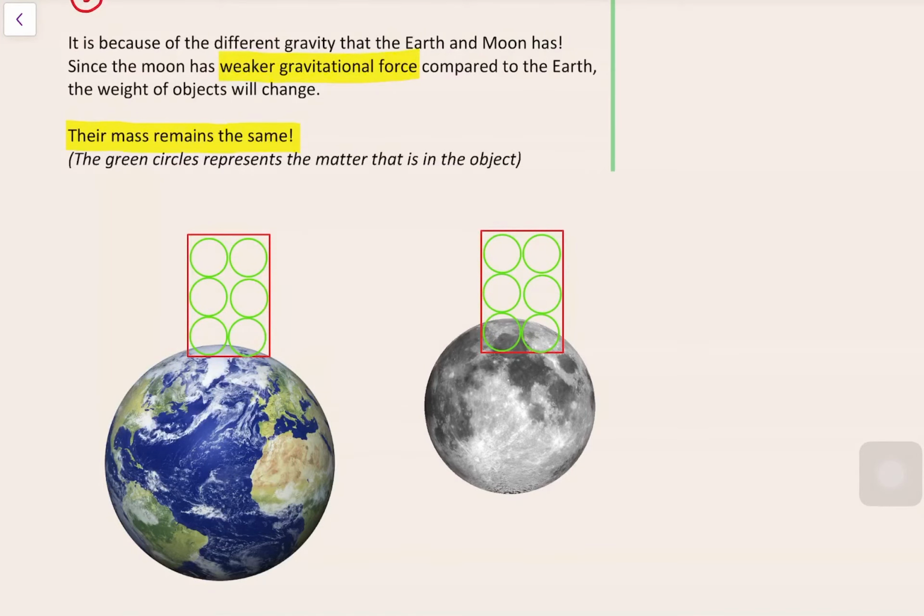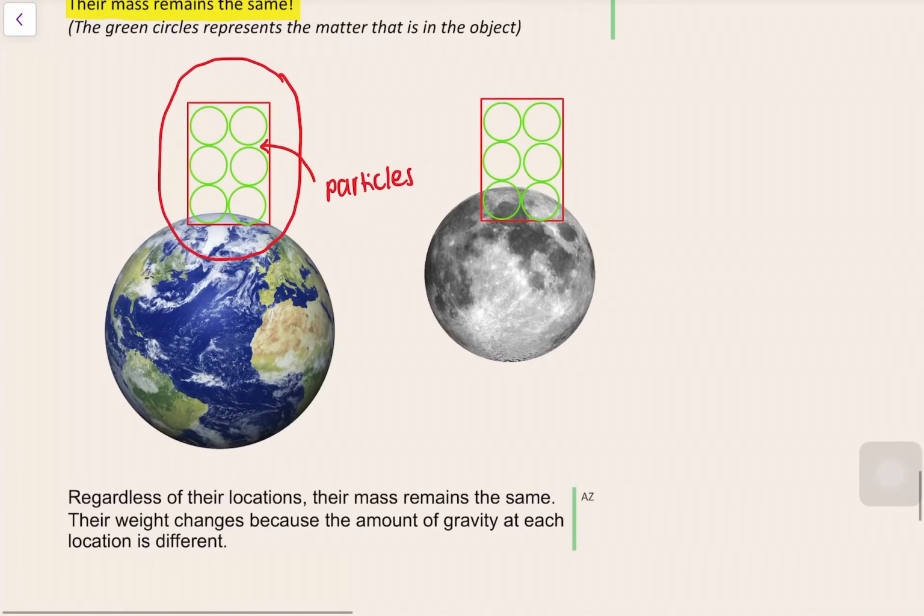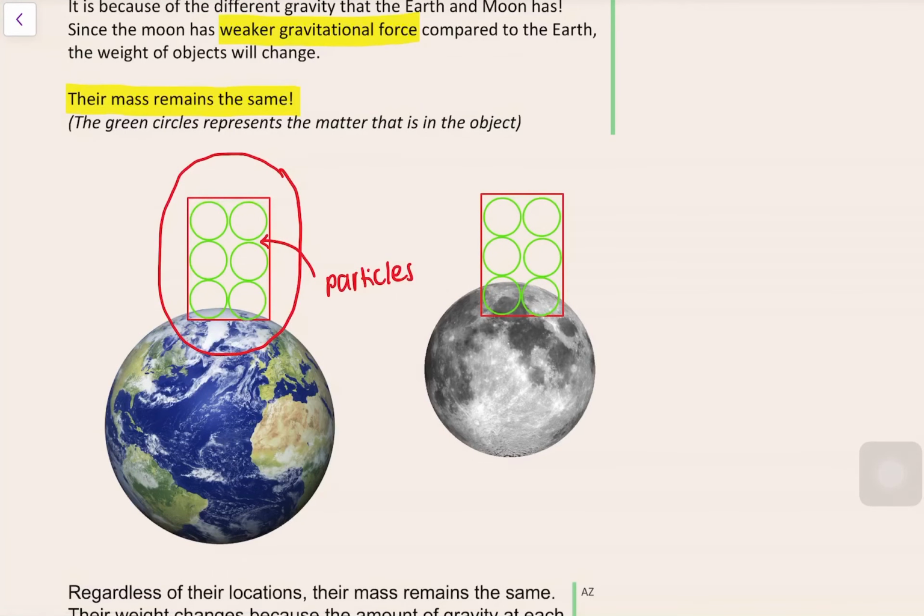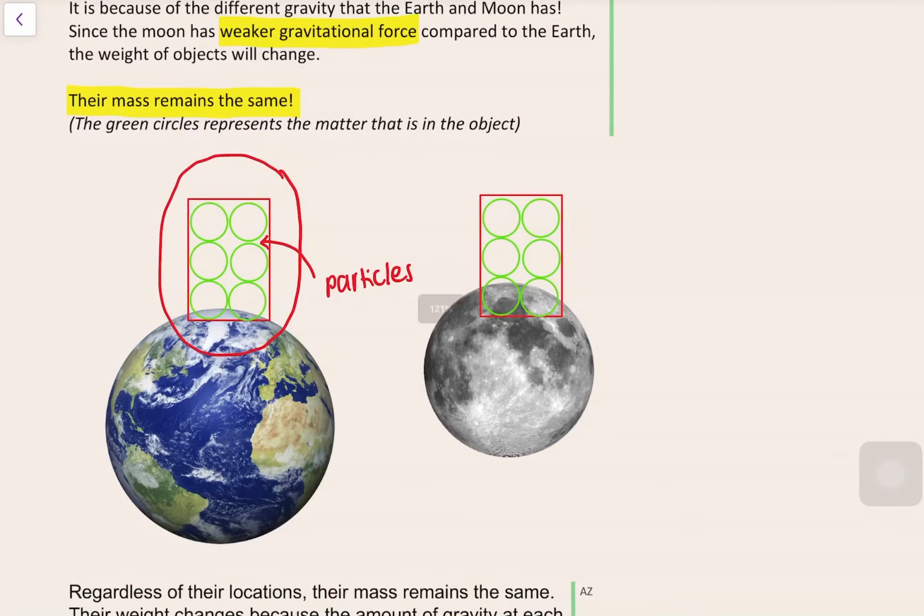So an easy way for you to remember this is by envisioning objects as being made of these green circles. So these are the particles which objects are made of. So when we look at the definition of mass, which is how much matter is in an object, you just have to imagine that objects are made out of these green circles. So when we talk about mass, it's how many of these green circles the object is made of. That is the amount of matter.